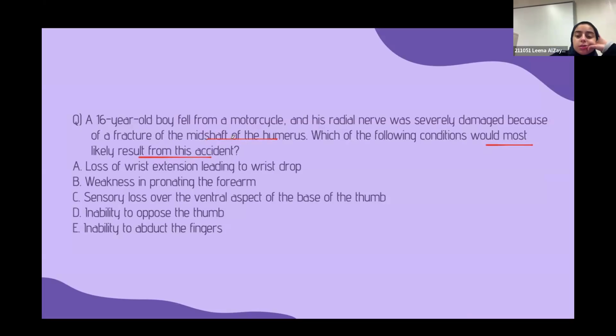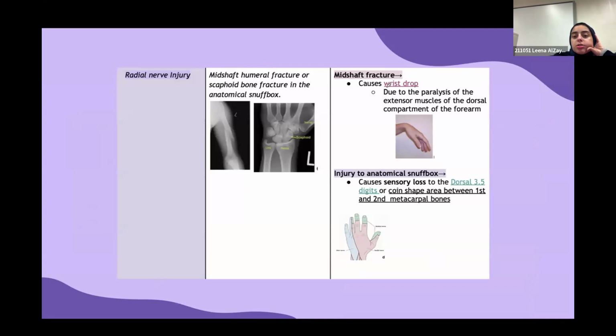Likely result from this accident. Exactly, loss of wrist extension due to wrist drop. Why? Because radial nerve injury causes wrist drop due to paralysis of the extensor muscles in the dorsal compartment of the forearm. It can also involve the anatomical snuff box, so you'd have sensory loss of the dorsal 3.5 digits, meaning this pink area, which is a coin-shaped area between the first and second metacarpal bones. And this is a midshaft injury or of the anatomical snuff box.